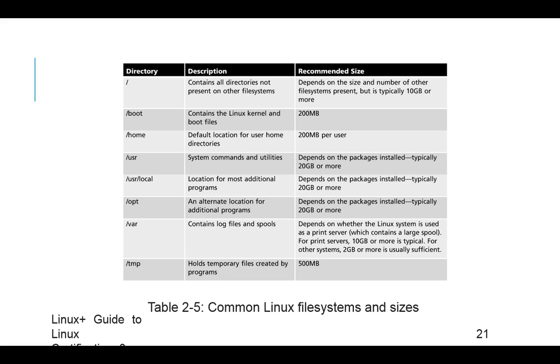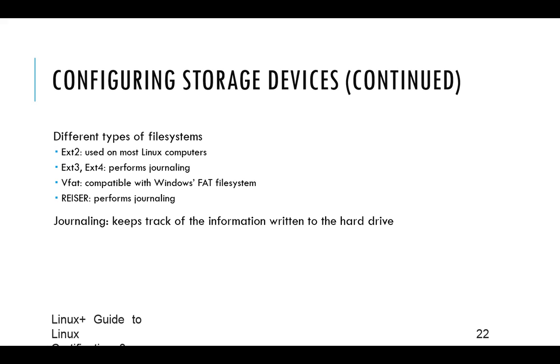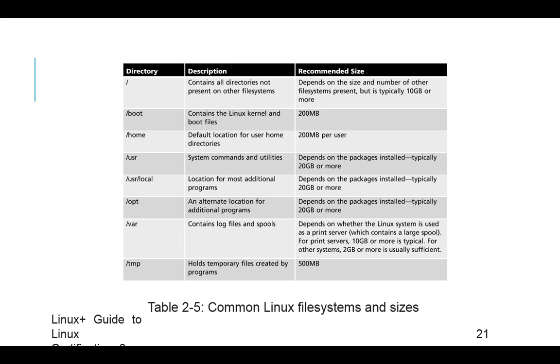Like we said, we went over these. Here's the boot, the home, the user, local, optional, variable, and temporary. Okay, can you go back? Sure. Are we talking about partitions, or are we just talking about the directories? These are the file system subdirectories.